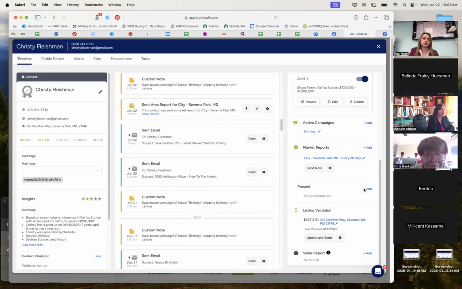But the one that I want to show you guys, the listing valuation tool, is over here on the right-hand side. When you scroll down all the way at the bottom, you'll see listing valuation. And you're probably going to have just the add button because you may not have one set up already. When you click add, it's going to ask you to put in their street address for the listing, the property that you want to send them listing valuations for.